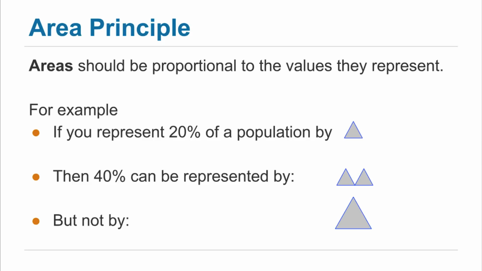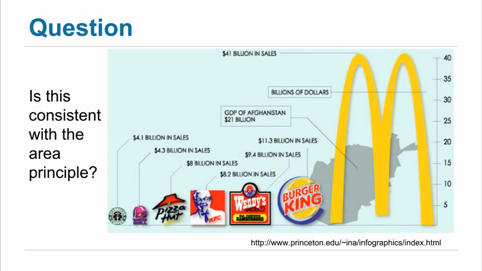Here's an example where we're going to look at a visualization and ask you a question. Is this visualization consistent with the area principle? What does it represent? It represents the amount of sales at various fast food franchises. Each franchise is represented by its logo. The logos have various different shapes. And what appears to be happening here is that the more the sales, the bigger the logo has been drawn. And the question to you is, have those increases been consistent with the area principle?